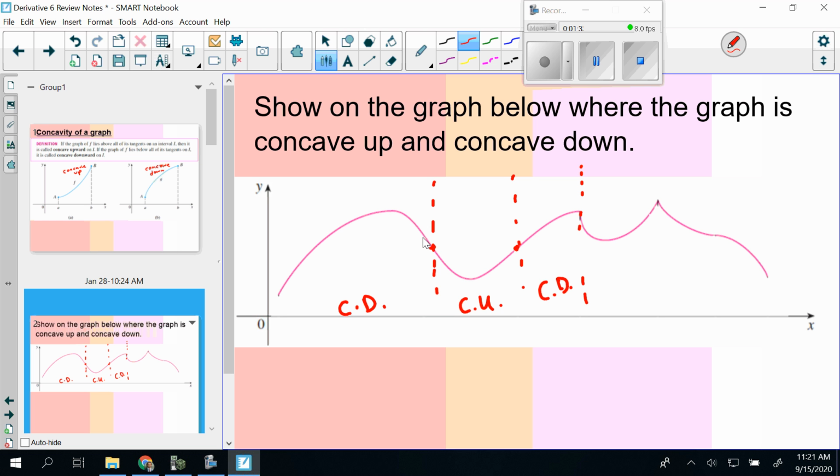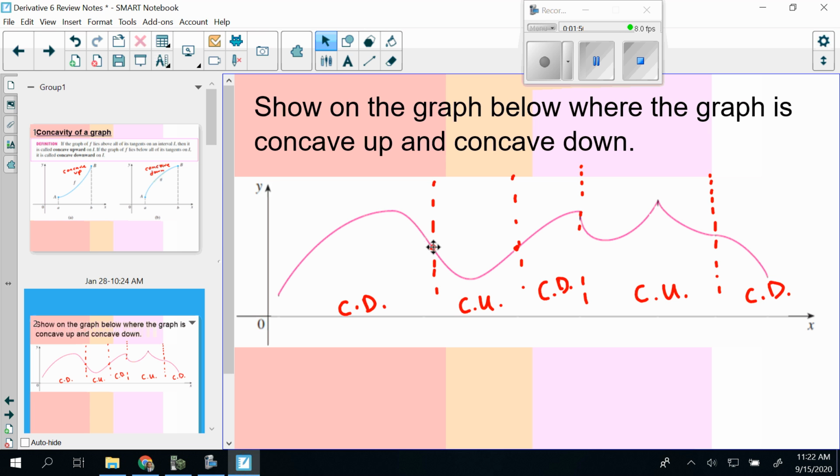Now at this point, right here, does it change? Well, no, this is still kind of that same U shape, even though it's going the other way. But again, somewhere in here, it changes again. So this would all be concave up, and then we're back to concave down.